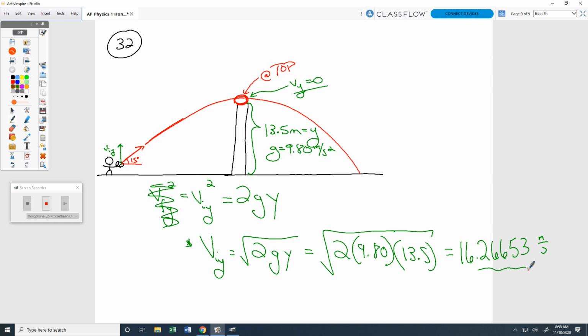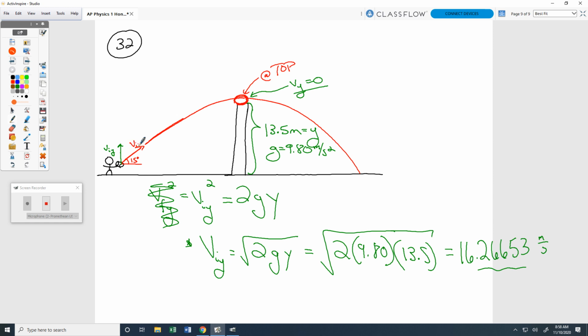Now the common mistake is people stop there. They're like, hey, I'm done. Circle it, I'm done. But what you've actually found is just how fast vertically they're throwing the ball. I want to know how fast diagonally. So I'm trying to go after VI itself.